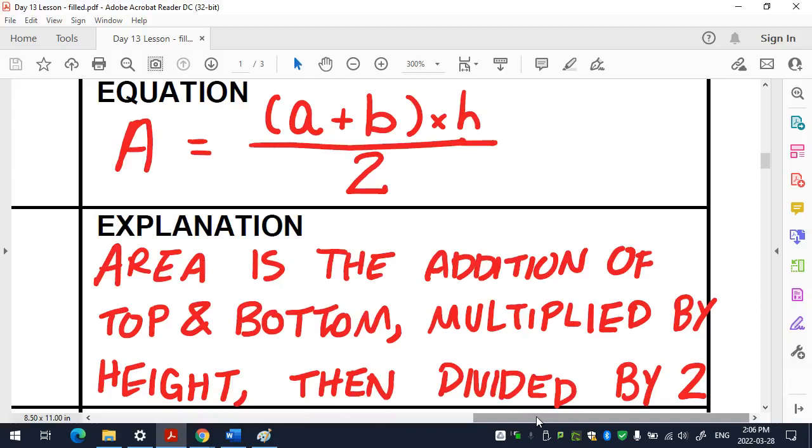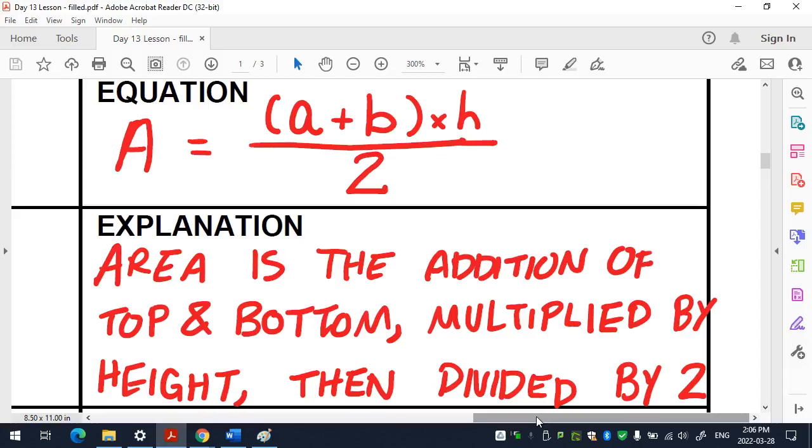You need to add first. Once you get this addition, like let's say 6 plus 7. 6 plus 7 is 13. Great. That thing is 13 now. We don't even care about the A and B because it just added to 13. 13 times whatever the height is. Let's say the height is 10. 13 times 10 is 130. And then you divide it by 2. That's it. Done.